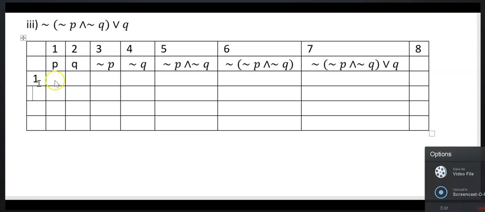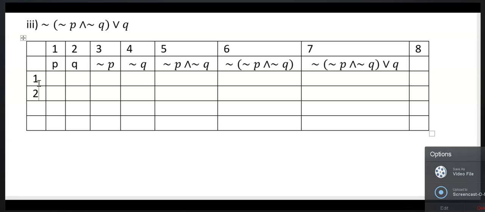Next question. That is the negation of (negation of P and negation of Q) or Q. This is the main joint. And for that, we will require P, Q, negation of P, negation of Q, their AND, and again their negation, and we'll find out the joint between these two, which is the OR. That is the OR between 6th and 2nd.